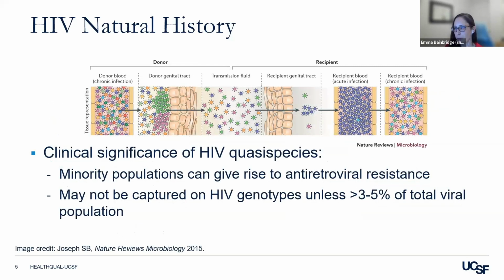And so why do we care about that? This is basically a picture of the same thing that I just described. It's a little bit prettier than the prior slide. But the reason it's important is those minority populations eventually can give rise to antiretroviral resistance, especially in the setting of inadequate suppression or nonadherence to an ART regimen. And the other thing that's important here is that if you are capable of getting an HIV genotype, those minority populations may not actually be captured unless they are a decent proportion of the total viral population. So you may not see that those are there because they're kind of hiding in the background.